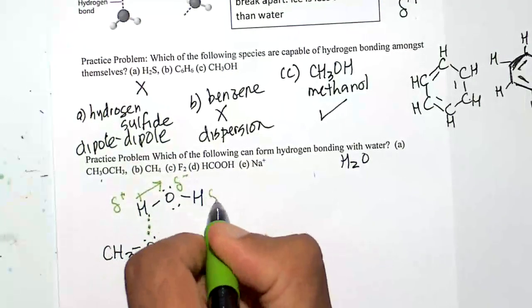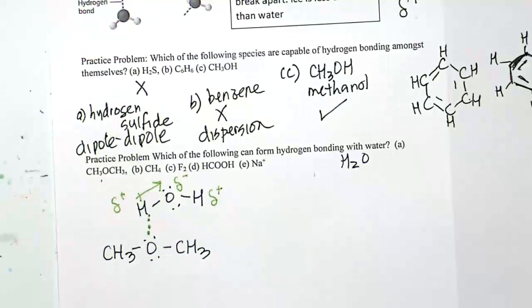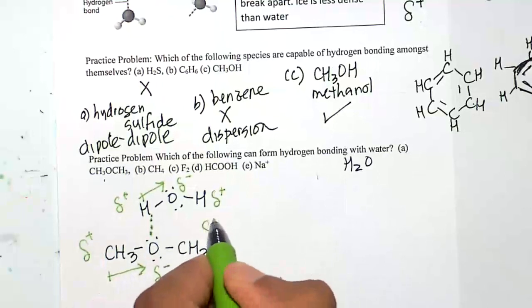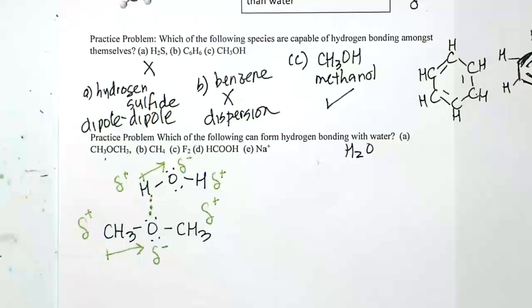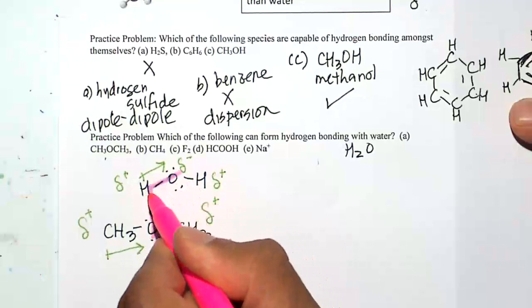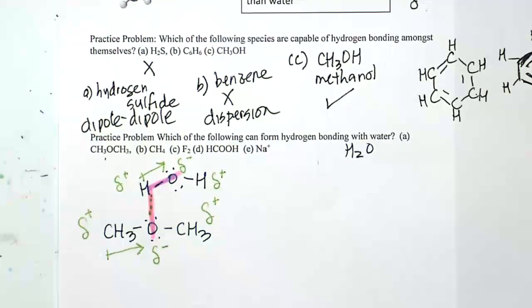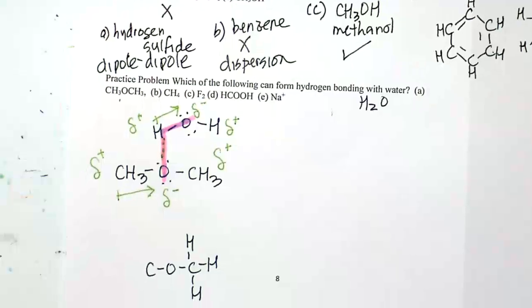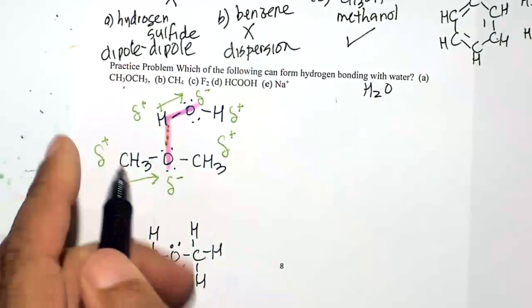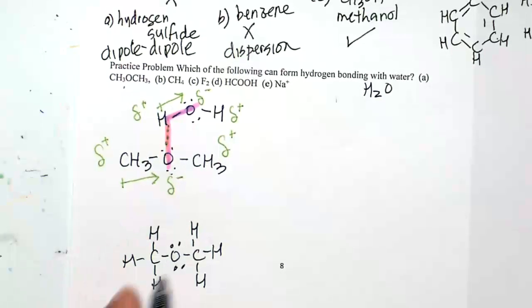Okay, this is partial positive, partial negative. This oxygen pulls on this carbon. That makes it partial negative, and this carbon is partial positive. And we have here, like we saw beforehand, O-H-O. This H is the bridge, okay? By the way, CH3OCH3 looks like this. We draw it like this, or we write it like this.